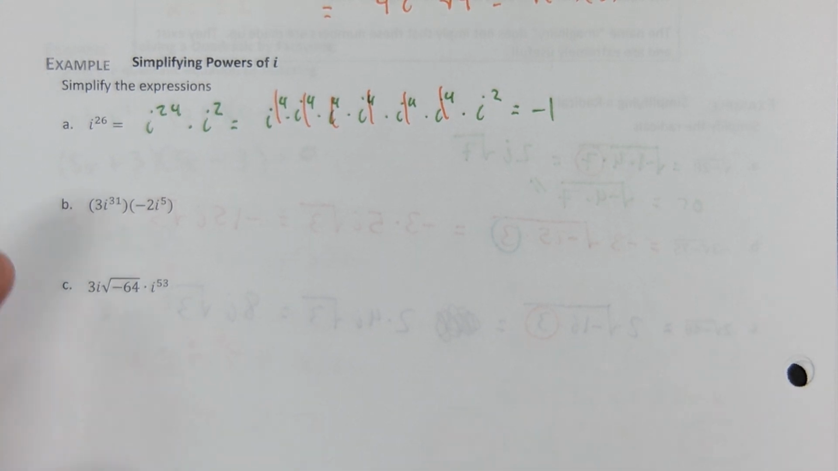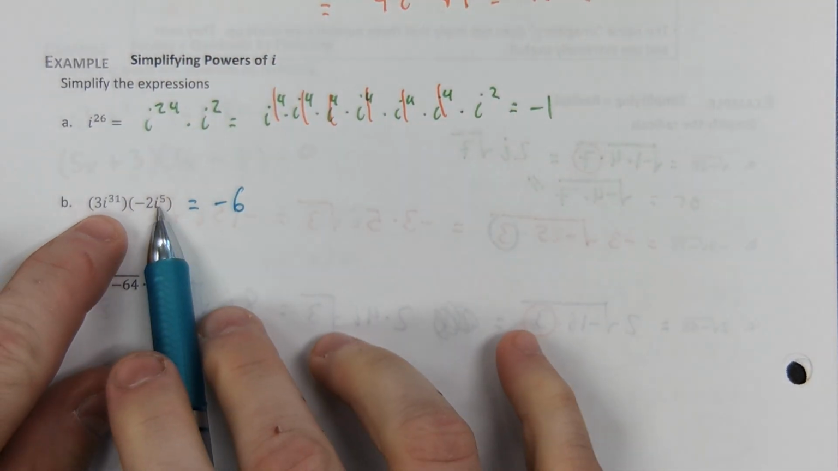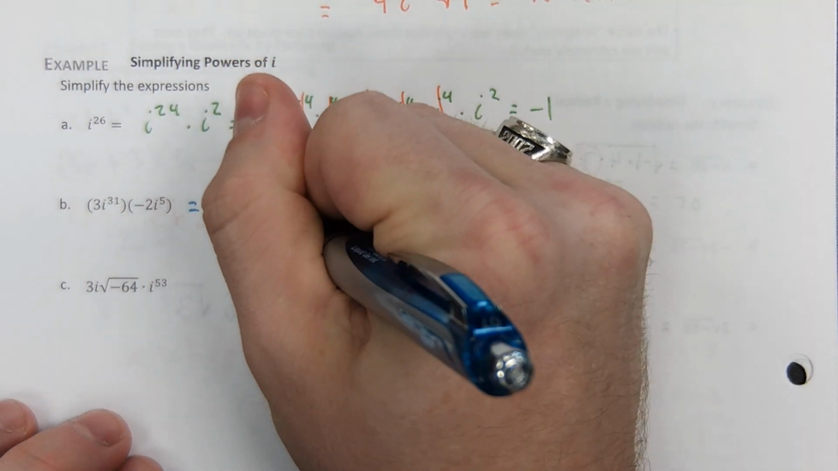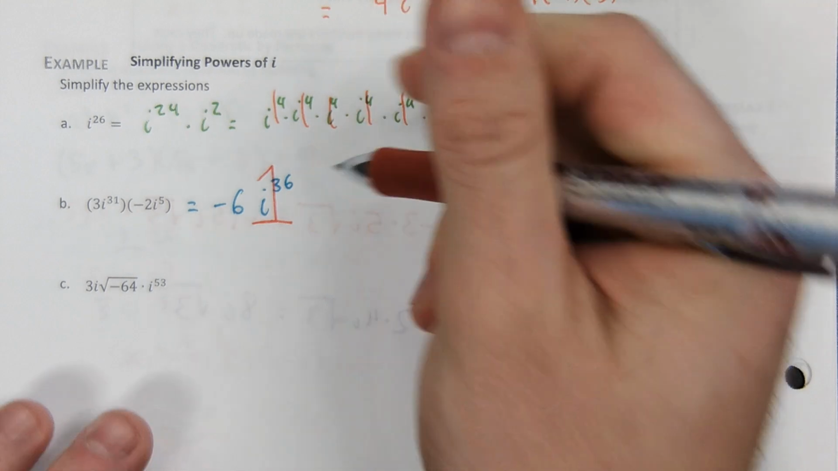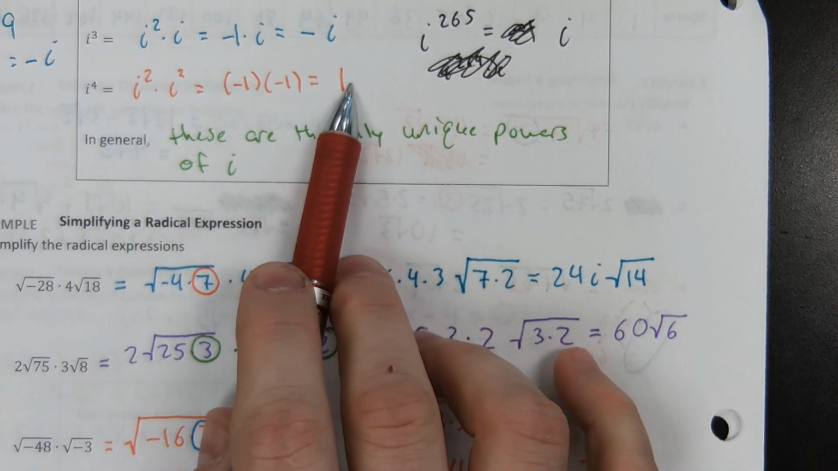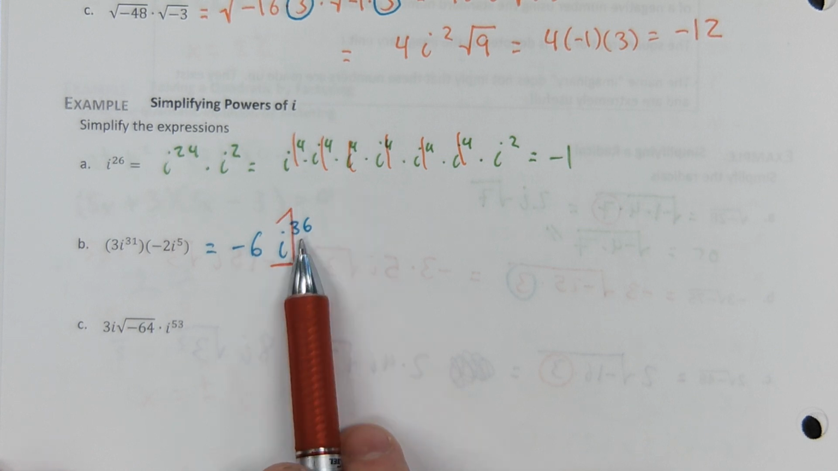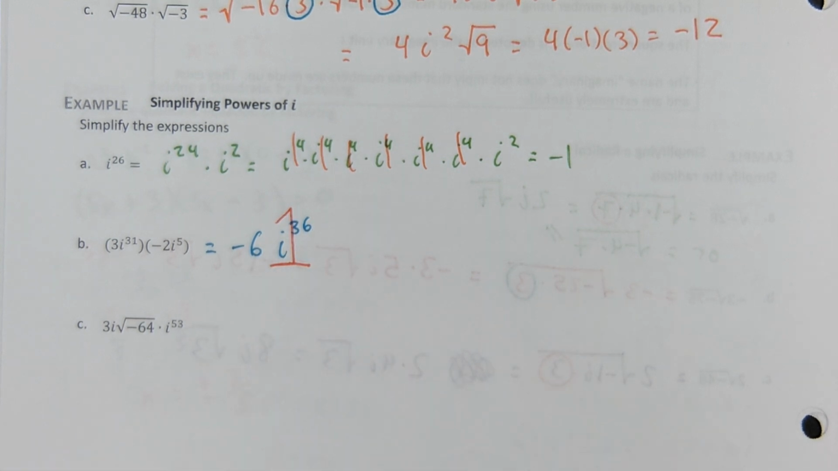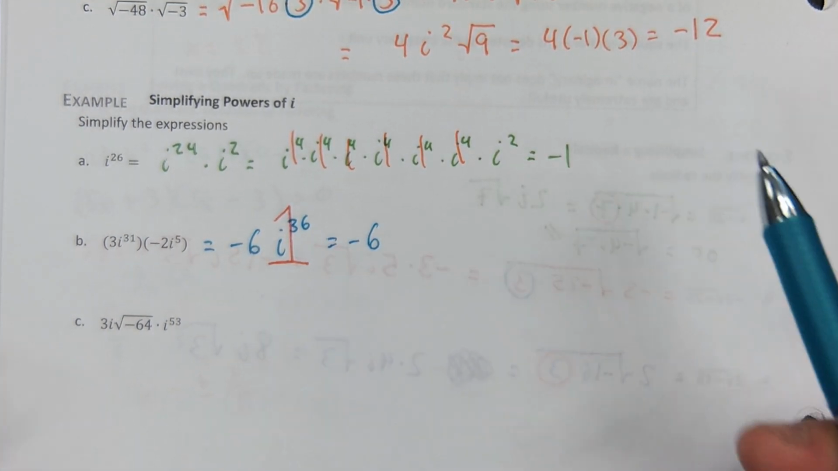Anyway, 3 times negative 2 is negative 6. And i to the 31st times i to the 5th is i to the 36th. 36 is a multiple of 4. So i to the 36th equals 1. All i to the 4th powers are equal to 1. This is 9 of them. So this is 1 to the 9th power, essentially. So you just get negative 6.